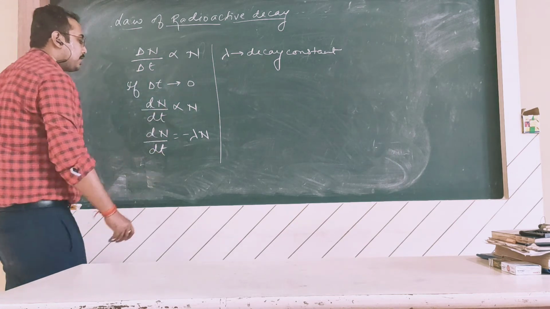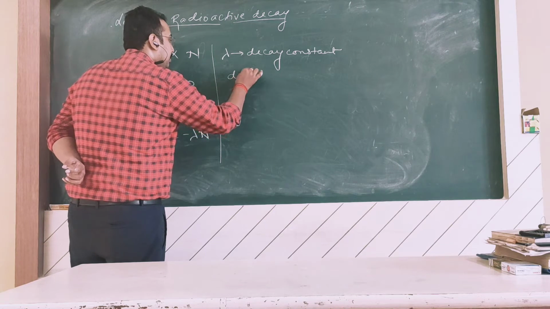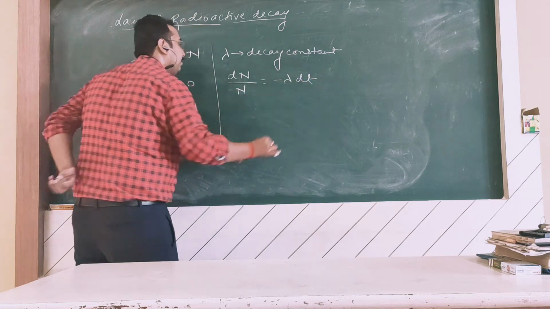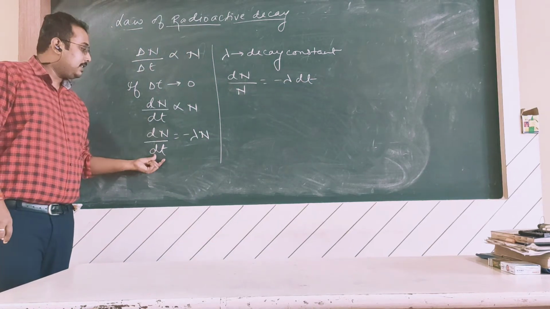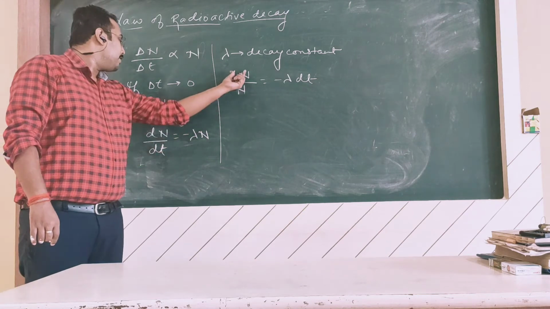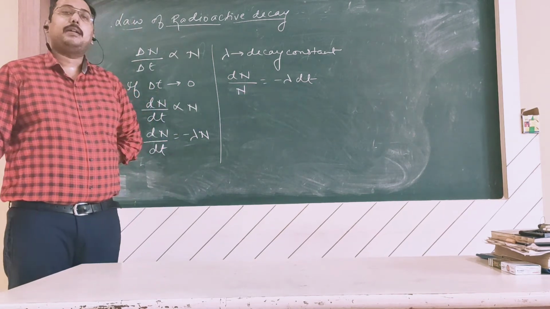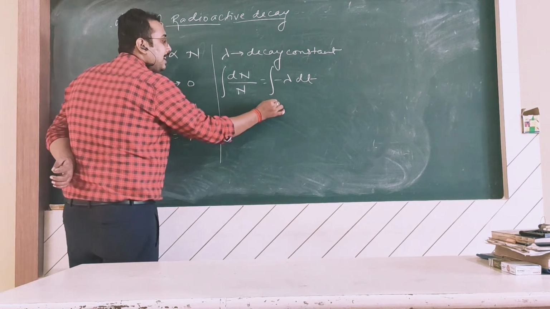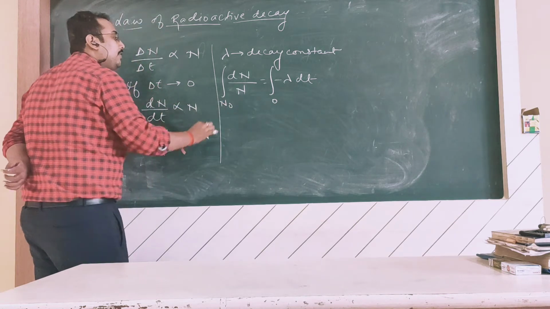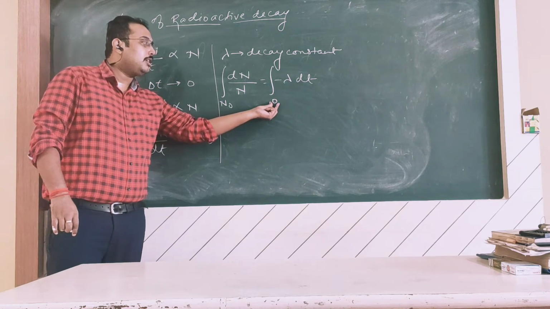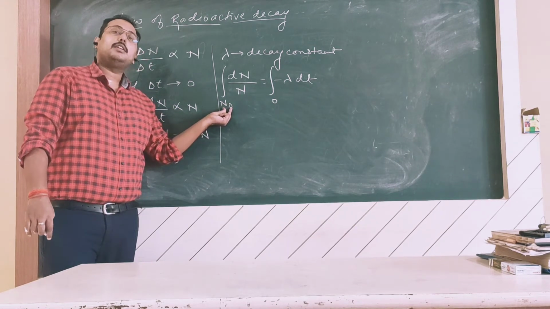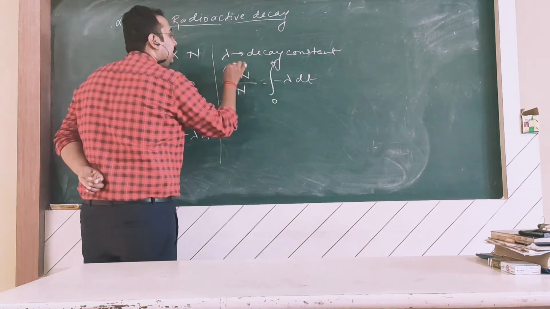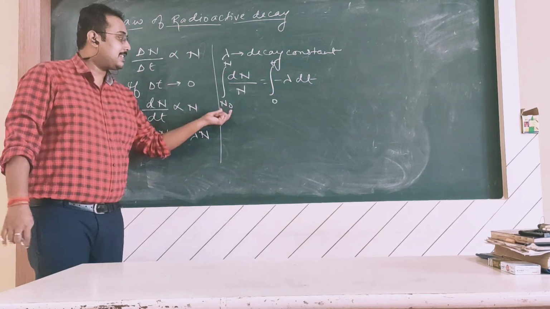Now we can do the derivation. Have a look. dn by dt is equal to minus lambda n. So dn by n is equal to minus lambda dt. Suppose I am putting the limits. Initially the number of nuclei was n0. That means at time t equals 0, the number of nuclei in the sample was n0 initially, and at time t it becomes n. Obviously n is less than n0.